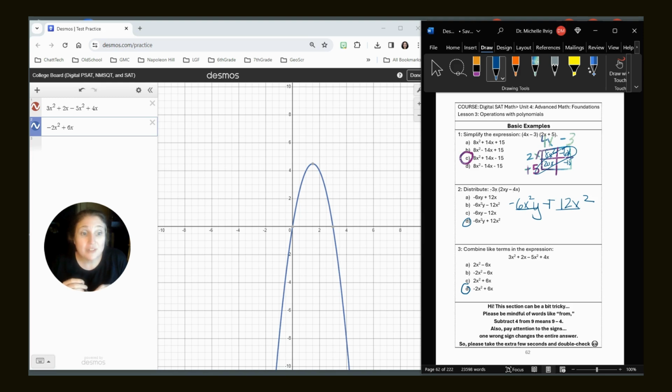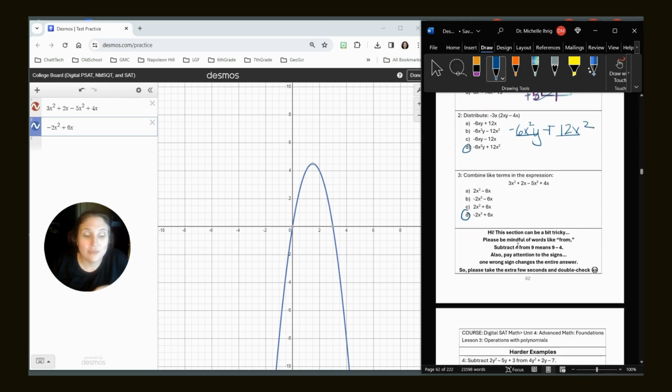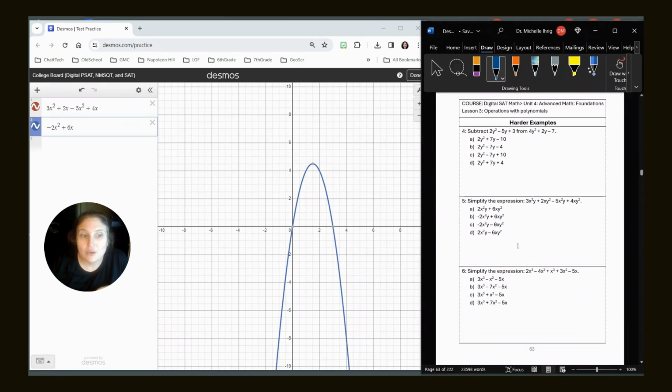All right, we just finished page 62 of my book, The Basic Examples from Khan Academy Unit 4 Lesson 3. In my next video, we're going to go over Unit 4 Lesson 3, the harder examples, on page 63 of my book.